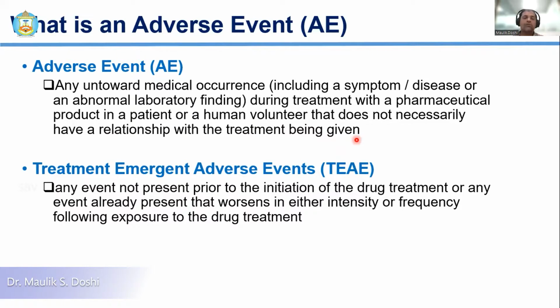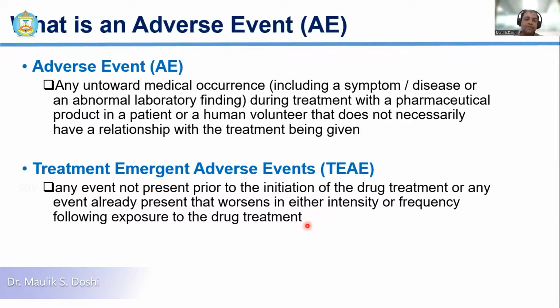It may not have the direct relationship, but you should first consider, okay, this is something adverse. Now there's another word, treatment emergent adverse event. So what is it? Treatment emergent adverse event is a kind of adverse event but it is more specific. It is any event not present prior to the initiation of the drug treatment, or any event already present that worsens in either intensity or frequency following exposure of drug treatment.